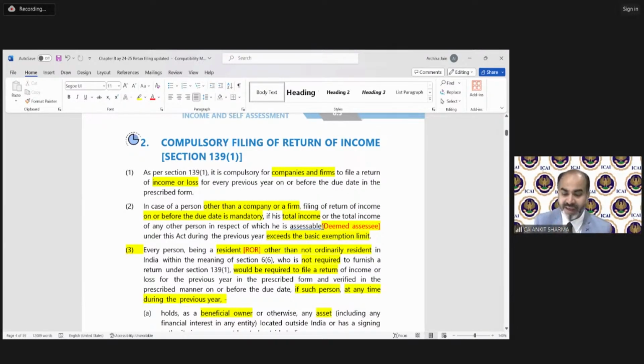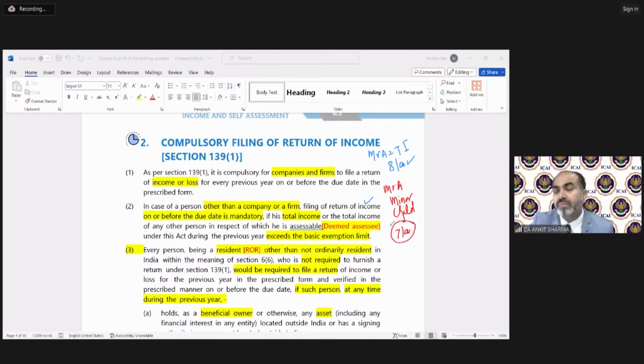So suppose Mr. A has a total income of 8 lakh. So he needs to file an income tax return as per point number 2. Clear? But now suppose Mr. A has a minor child also. That minor child's income is 7 lakh. So a minor cannot file the return themselves. So the parents need to file the return of the minor. So Mr. A will be called a deemed assessee in case of that minor.